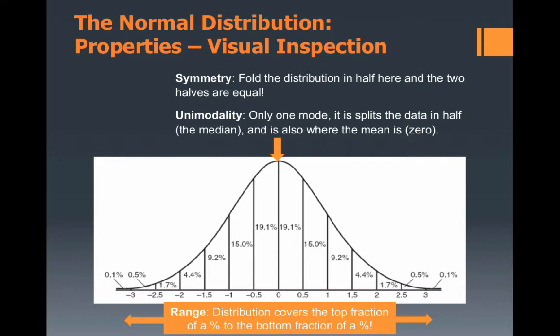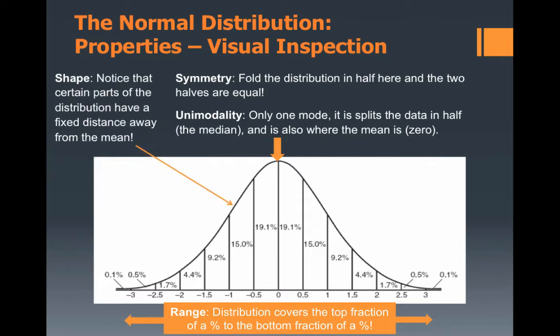We also see symmetry. So if you folded it down halfway down this middle, which is 0 and also the mean, that will have equal halves. And again, it's also unimodal. There's only one hump, one mode, and if we cut it down again, this is also the mean, and we see this is 0, and we'll talk about this later on when we talk about the normal distribution in z-scores.